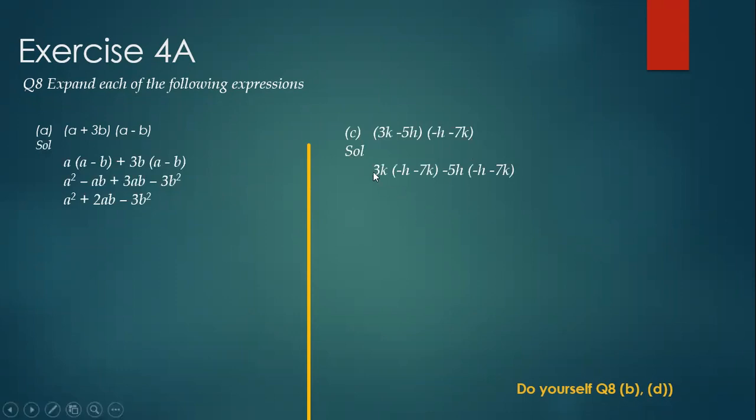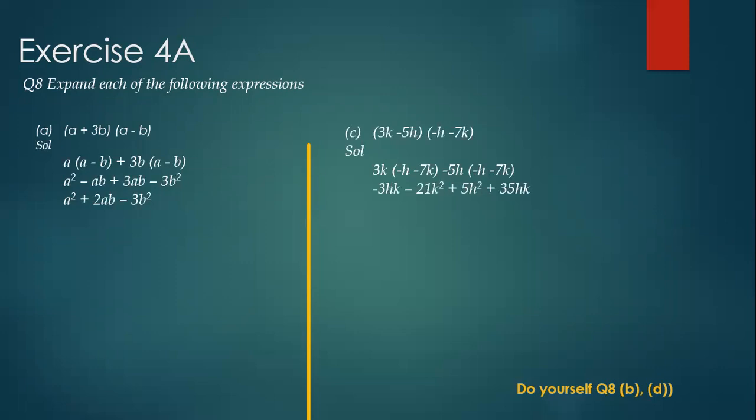So when you multiply 3k with minus h, you're going to get minus 3hk. Remember, you're going to write in alphabetic order. And when you're going to multiply plus 3k with minus 7k, you're going to get minus 21k square. Similarly, minus 5h times minus h, you're going to get plus, since minus times minus is plus, 5h square. Minus 5h times minus 7k will give you plus 35hk.